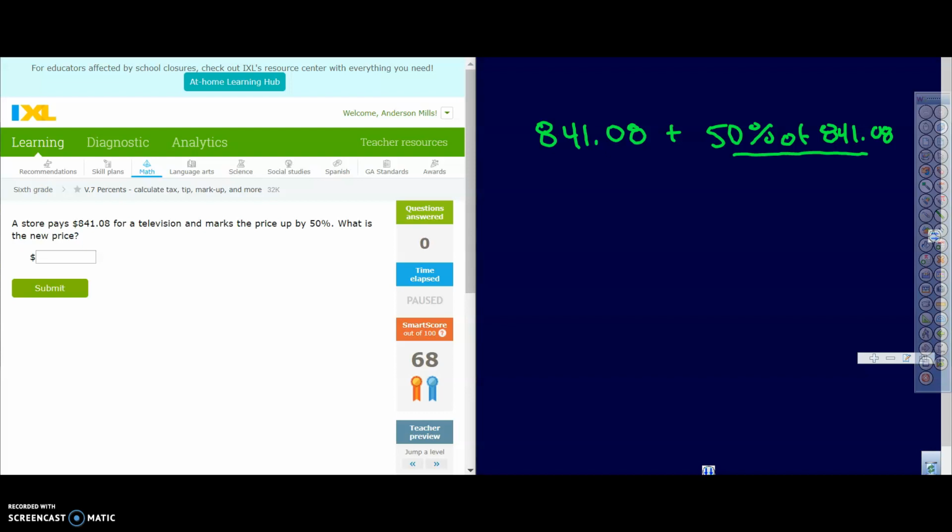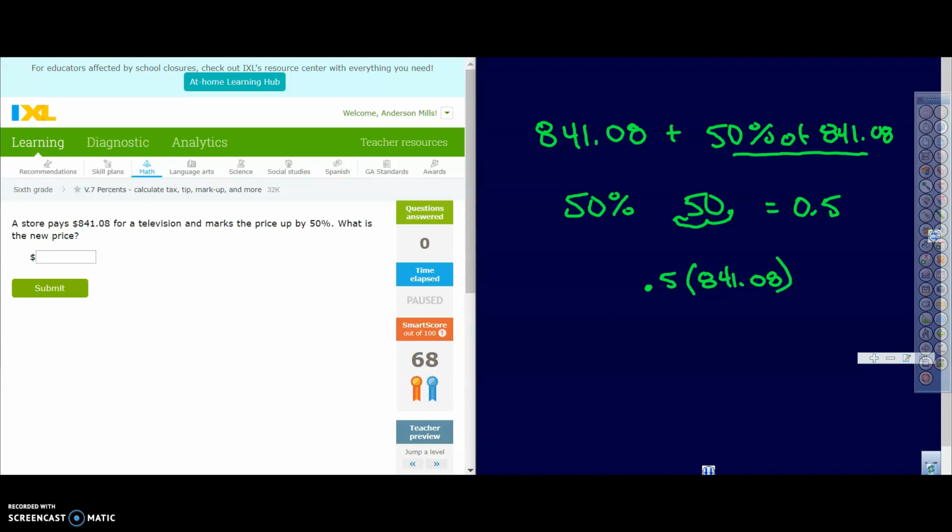So to find a percent of a number, all we need to do is take the percent and change it to a decimal. And how do we do that? Well, we move the decimal 2 places to the left. So 50% is the same thing as 0.5. And so now we need to find the product of 0.5 times $841.08.